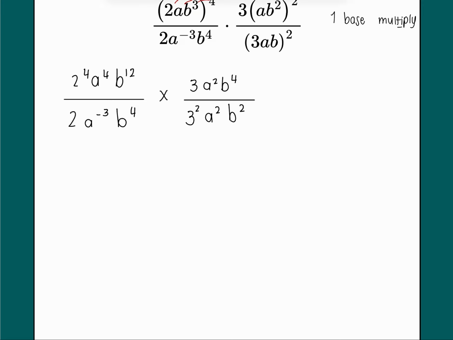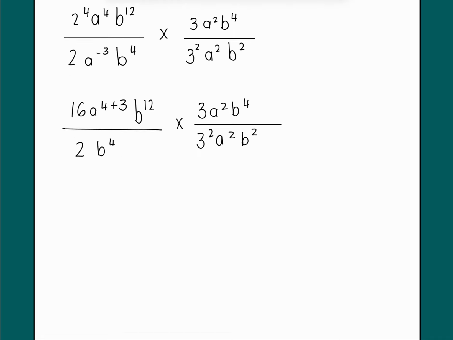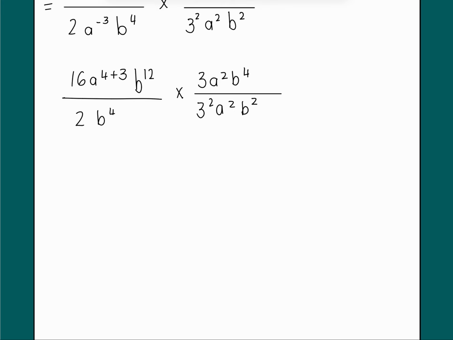So in this case, I would have 16, I just simplified 2 to the power of 4, a to the 4 plus 3, right? Then you're going to have b to the 12 all over 2b to the 4, all right? I've taken that negative exponent and I've changed its environment. There's no other negative exponents, so I can just write it as is. Okay, now what you need to do, and don't forget your equals, okay?